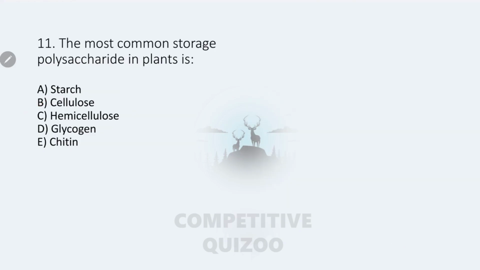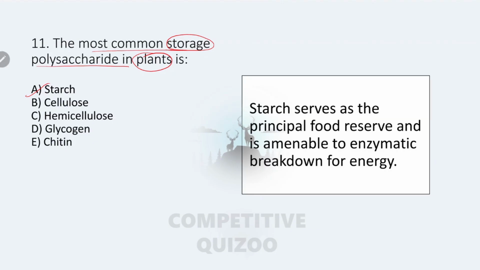Coming to the next question. The most common storage polysaccharide in plants is. As discussed in the previous questions, it was animals. Now it is plants. The correct answer to this question is starch. It serves as the principal food reserve and is amenable to enzymatic breakdown for energy.